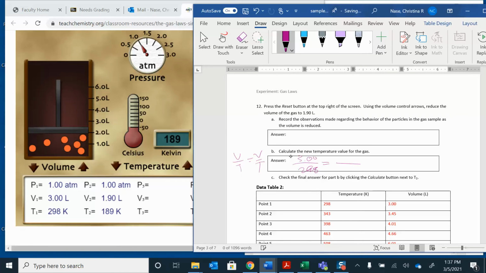And then in this case, we gave you a new volume, 1.9, and we want to solve for T2. Right, so these are our 1s and these are our 2s. So how do we solve for something on the bottom here? You can cross multiply. Do you guys remember cross multiply?